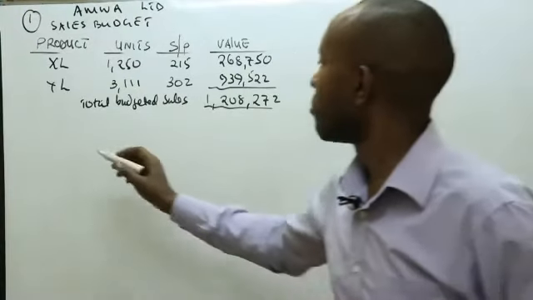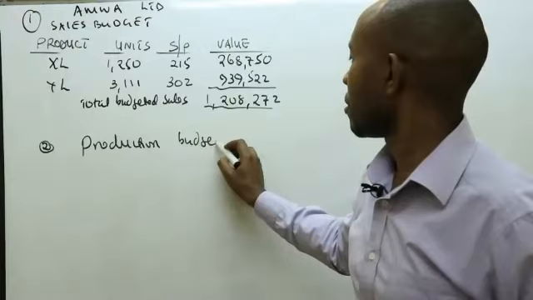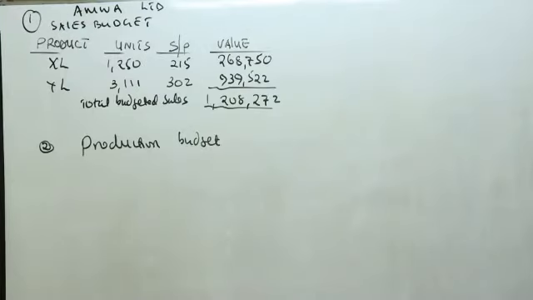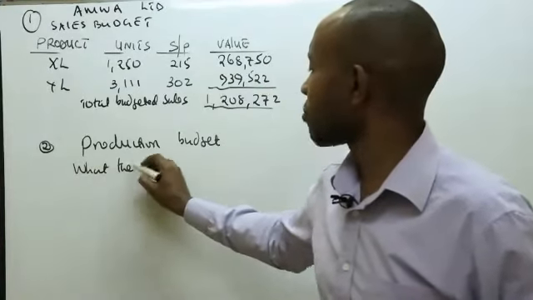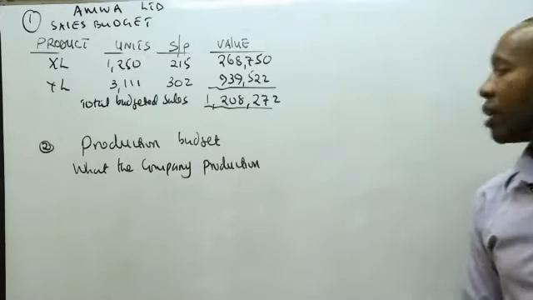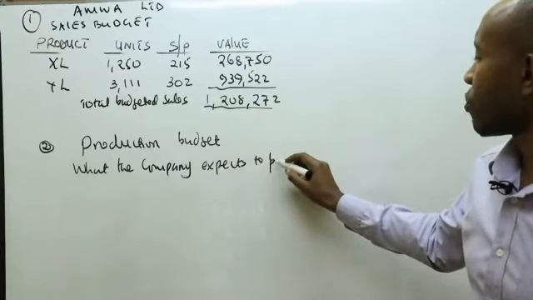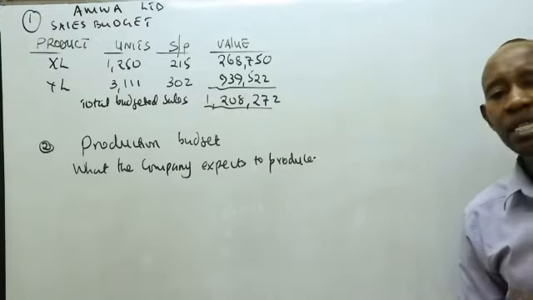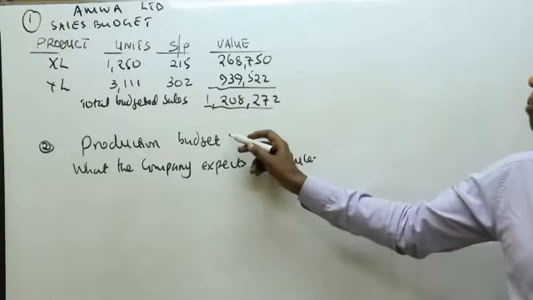So number two, we call this a production budget. And like the name suggests, it is just a budget of what the company expects to produce, or the production requirement, to be able to meet the needs of the company. So we're asking ourselves, how many units do we expect to produce in this current period, or in the period that we are writing a budget for? Then we write up a production budget.